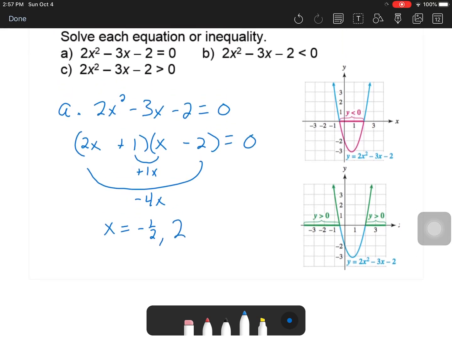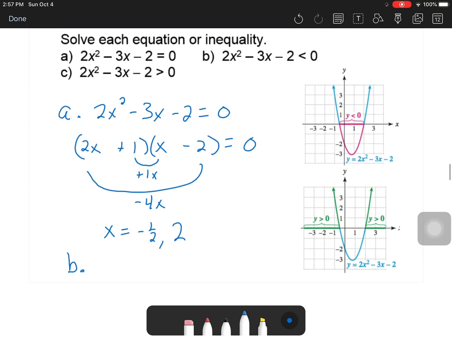Now, for part B, it's saying, okay, now tell me where this graph is below the x-axis. Where is it less than 0? Okay, so highlighted in pink, that's the part of the graph that's below the x-axis. Between those are the corresponding x values. So between negative 1/2, positive 3. So my solution set for part B would be negative 1/2, comma 2. I'm sorry, I think I said 3. It should have been 2, right? So just between those two x-intercepts, all right?